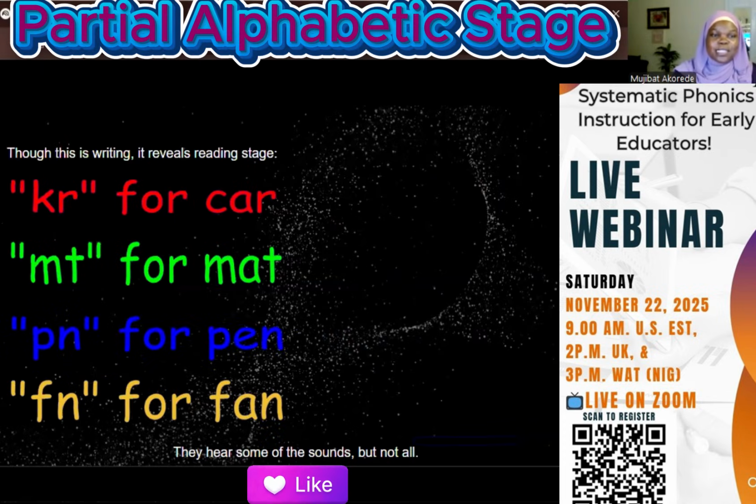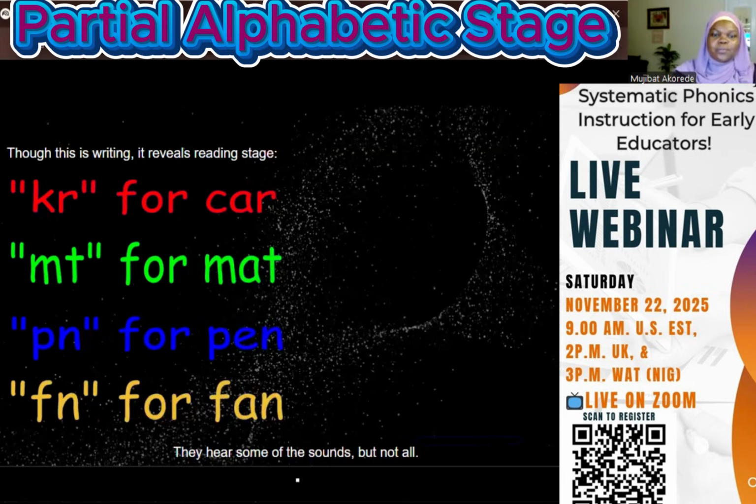And now number 6, attempting to spell using letter names, and these are early spelling clues. When they try to spell using the little segmentation skills that they have, they can omit the middle vowel because they don't really understand it, they don't see it. When they want to write car, they could just write the first and the last sound because that's all they could recognize at that stage, because it is still the partial alphabetic stage, remember. So they can spell K-R for car. They can write M and T for mat, P and N for pen, F and N for fan.